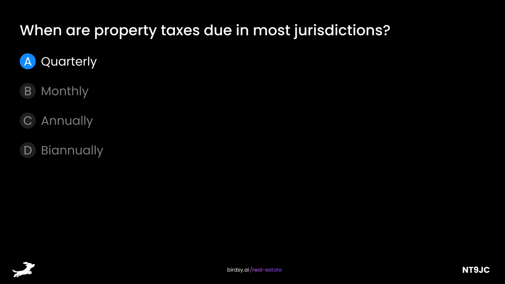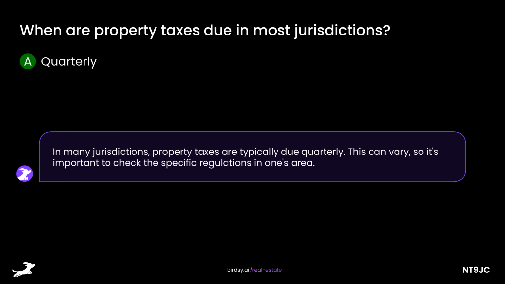Is it A, quarterly? B, monthly? C, annually? Or D, biannually? The answer is A, quarterly. In many jurisdictions, property taxes are typically due quarterly. This can vary, so it's important to check the specific regulations in one's area.